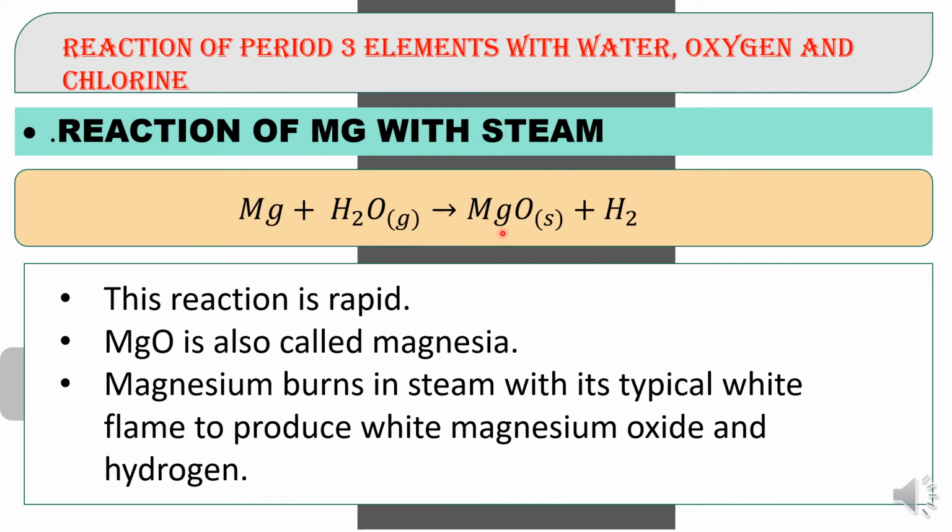Magnesium hydroxide is a white solid. So magnesium oxide is a white solid. Magnesium oxide is also called magnesia. So you can see here that magnesium oxide is also called magnesia.